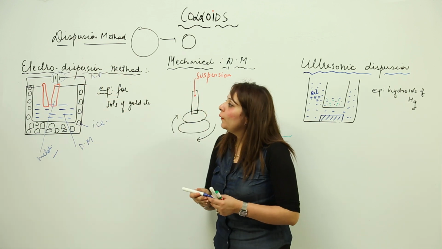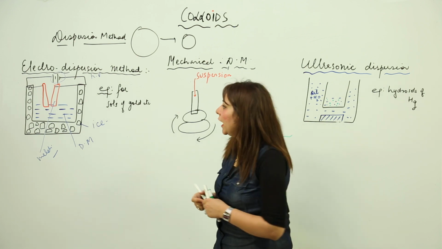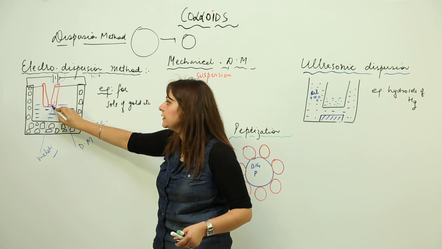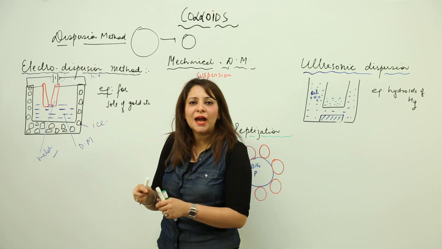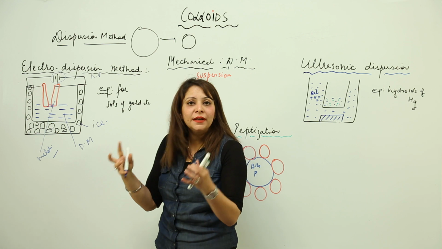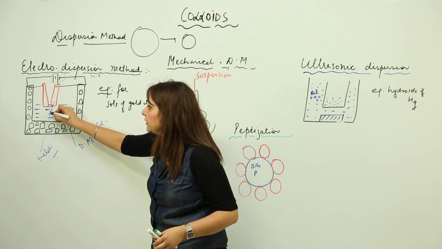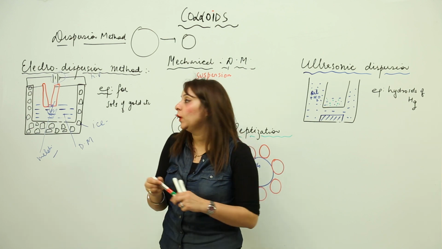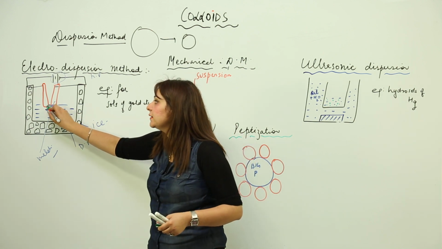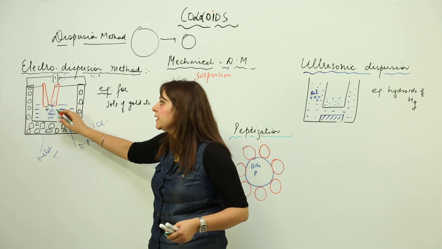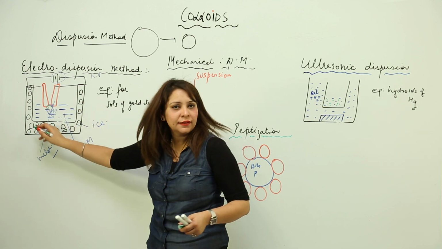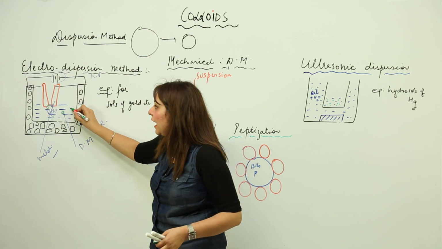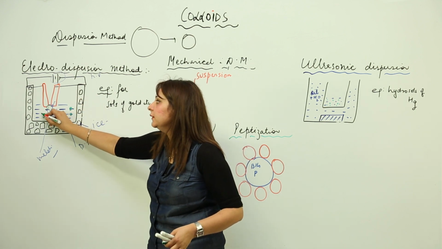So what happens when high voltage is applied? This metal shifts a little bit towards the other and strikes the other metal, and when two metal electrodes strike each other, there is a spark. Due to that spark, these metals vaporize, and as they form vapors, there is an ice bath, and the ice condenses them, and as a result they form the colloidal particles.